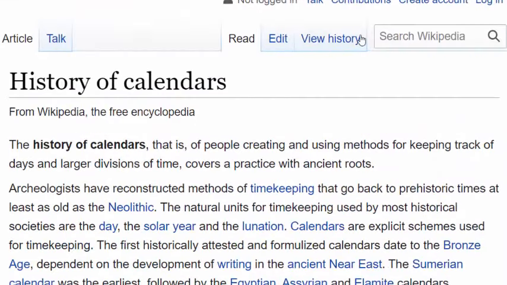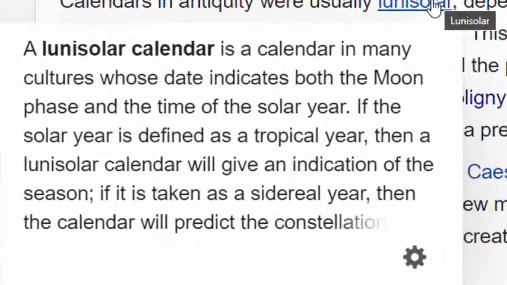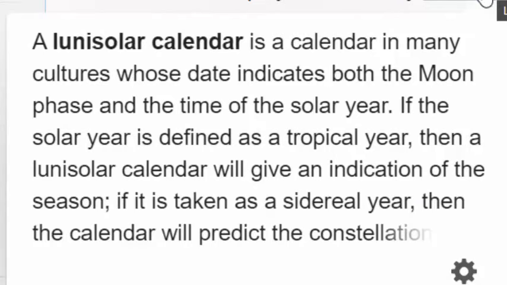Now, when we come to the history of calendars, also on Wikipedia.com, we see that the predecessors to the Julian calendar were Luni-Solar calendars, which we're going to find out is what the sacred calendar is. A Luni-Solar calendar means that it takes into account both the position of the sun and the position of the moon in order to determine the day and the month.